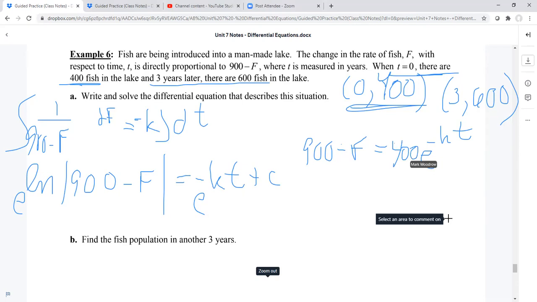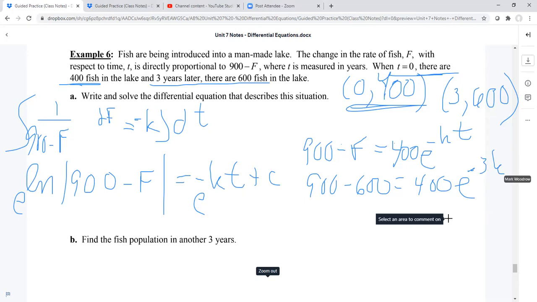So this is kind of my formula, except I'm really supposed to solve for f. So if you solve for f, you would end up getting on the right side 900 minus 400 e to the negative kt power. But I'm just going to leave it there because I got to solve for k anyway. So I'm going to stick 600 in for f. It's going to equal 400 e to the negative 3k power. Now I can solve that for k.